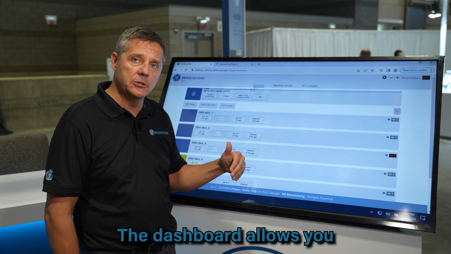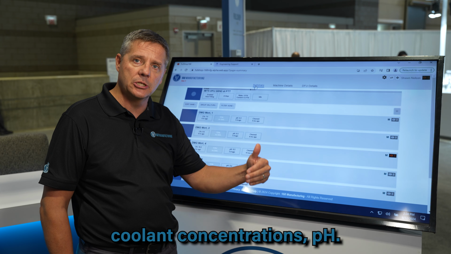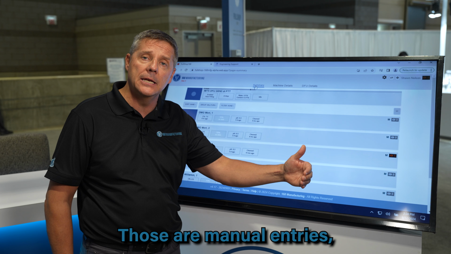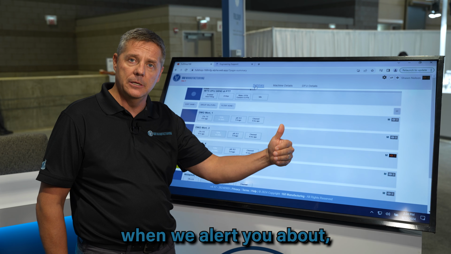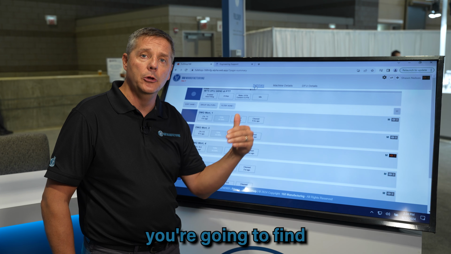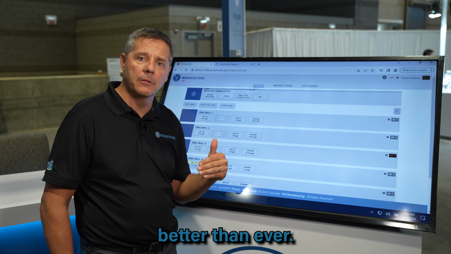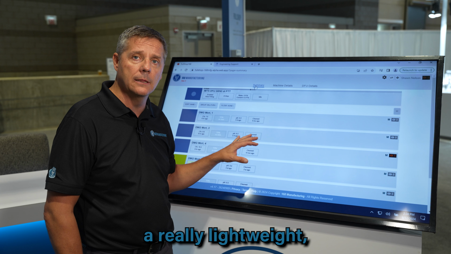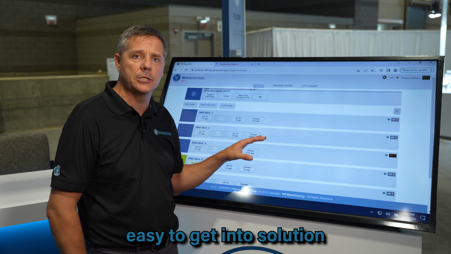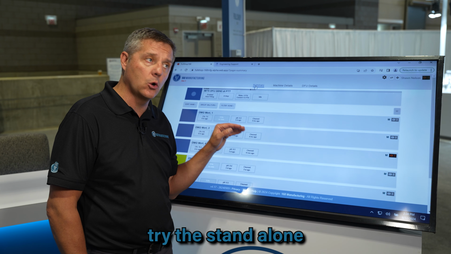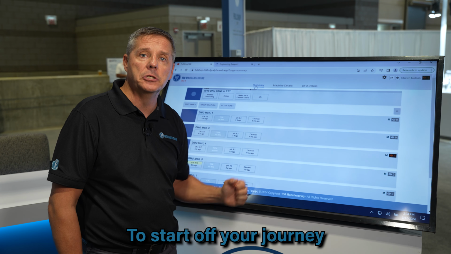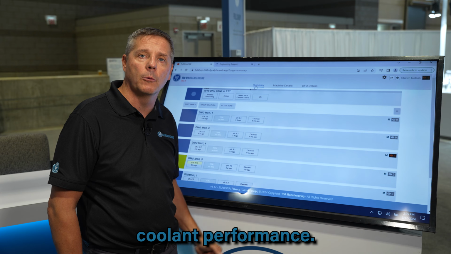The dashboard allows you to track coolant concentrations, pH. Those are manual entries, but when we trend them, when we alert you about off-target machines, you're gonna find you're performing better than ever. So if you're looking for a really lightweight, easy to get into solution for better coolant management, try the standalone Coolant Health app to start off your journey to better coolant performance.